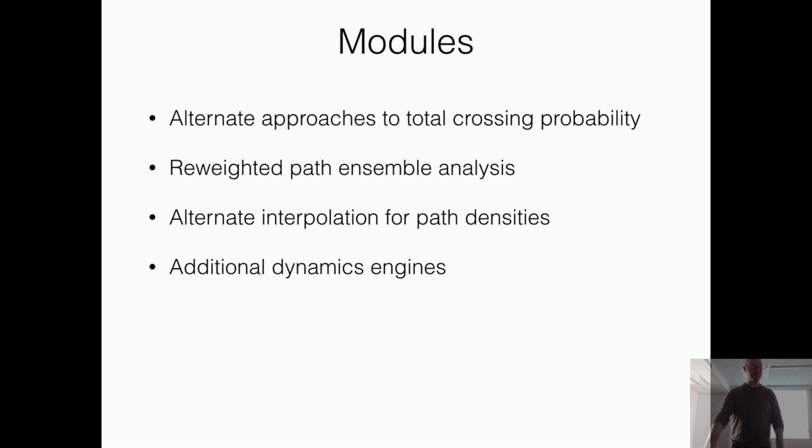And again, the modules that might be of interest: alternate approaches to the total crossing probability, reweighted path ensemble analysis, alternate interpolations for path densities. Also, not mentioned during the talk, but additional dynamics engines. We support any underlying engine in principle. And so if you are familiar with some other engine, or if there's something that's more related to your work that you would like to add support for with OPS, it should not be too hard in principle. The basis is just writing about 4 functions in Python, but there can be tricky bits if you need to deal with intricacies of how your code works.